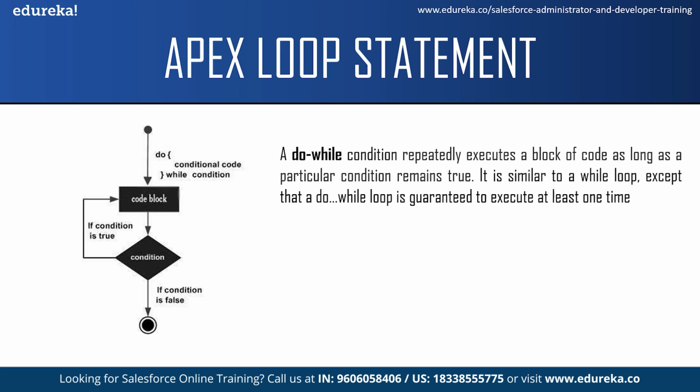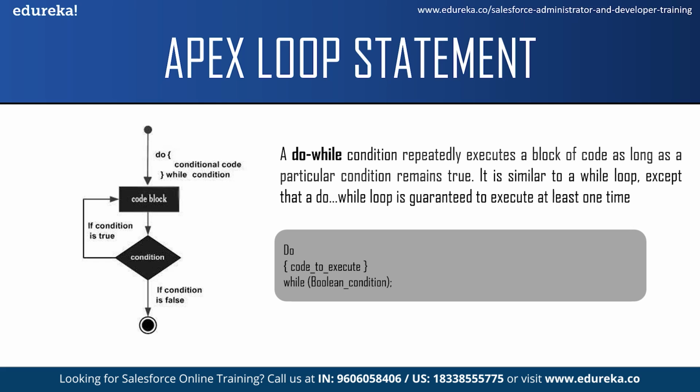The Apex do while loop repeatedly executes a block of code as long as a particular condition remains true. But unlike the for loop and the while loop, which test the condition at the top of the loop, the do while checks the condition at the bottom of the loop. Another major difference is that the set of code is executed at least once in the do while loop. This is the syntax for the do while loop. First is the do keyword, then the code to be executed, followed by the while condition.